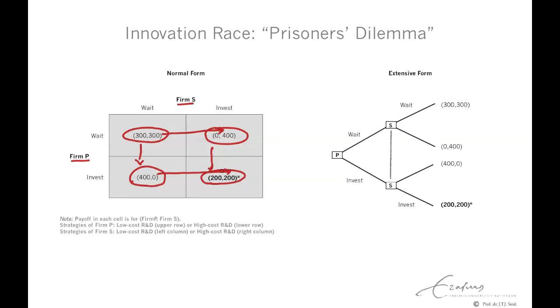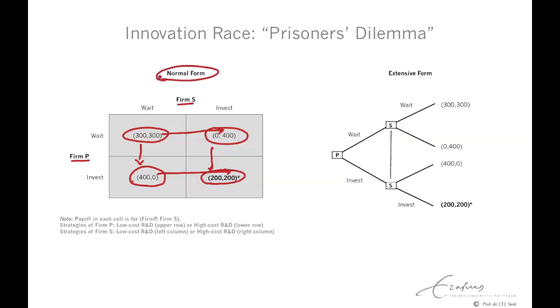The resulting Nash equilibrium are the two dominant strategies, and we end up here in the lower right cell. Both firms end up having 200 and 200. This Nash equilibrium is lower than in the cooperative equilibrium where both firms wait. It's 300, 300.